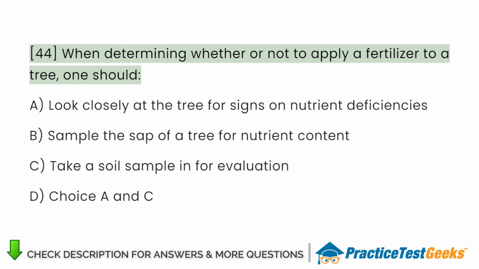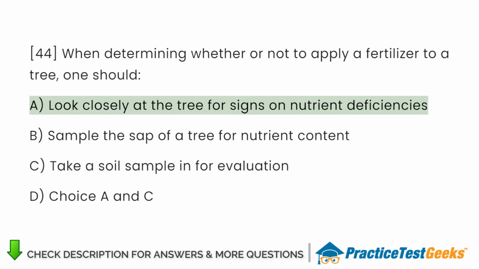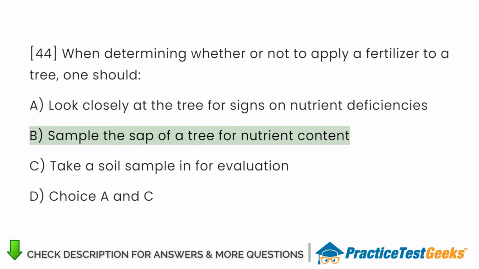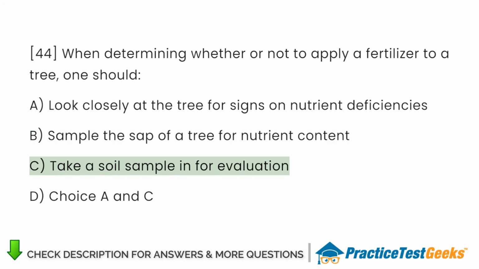When determining whether or not to apply a fertilizer to a tree, one should A. Look closely at the tree for signs of nutrient deficiencies. B. Sample the sap of a tree for nutrient content. C. Take a soil sample in for evaluation. D. Choice A and C.